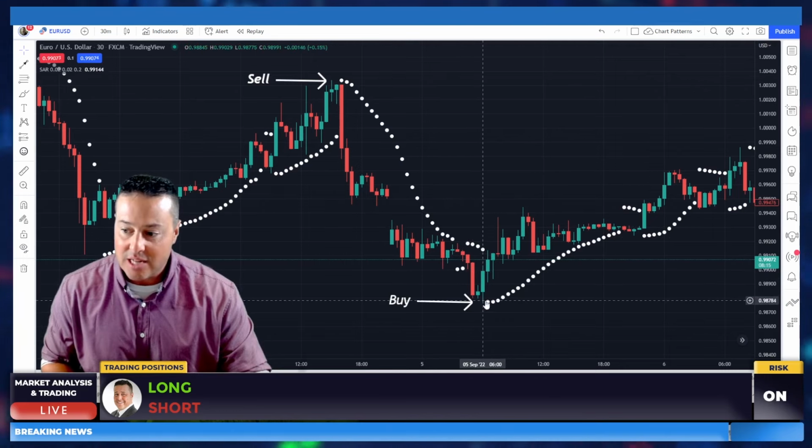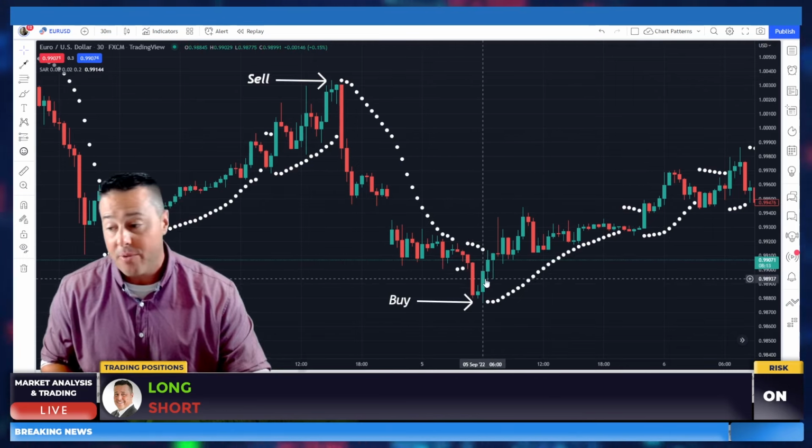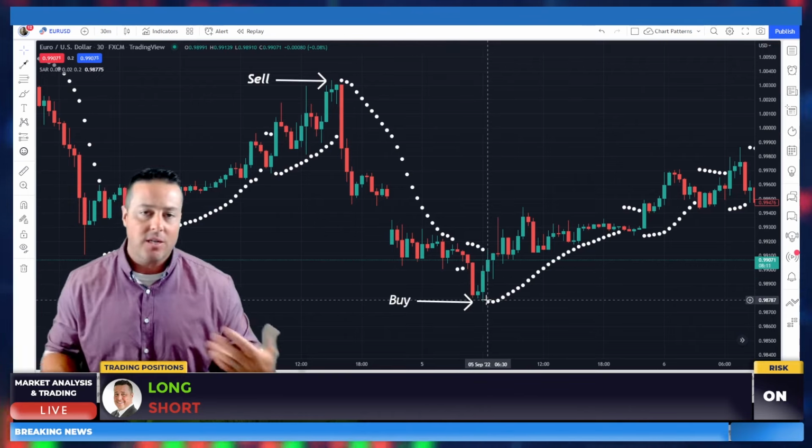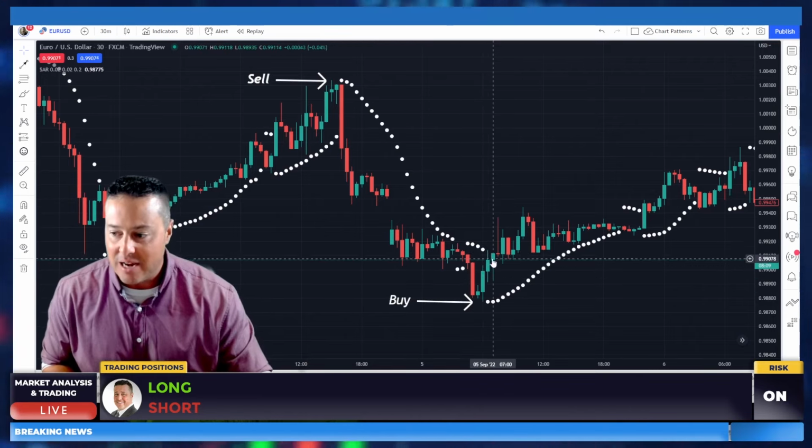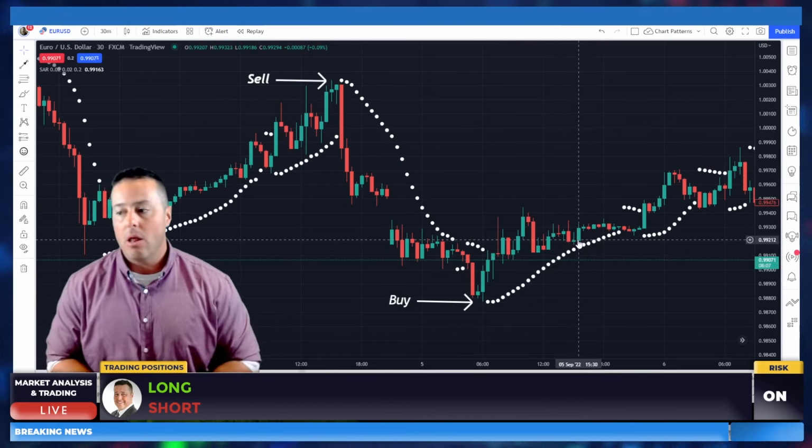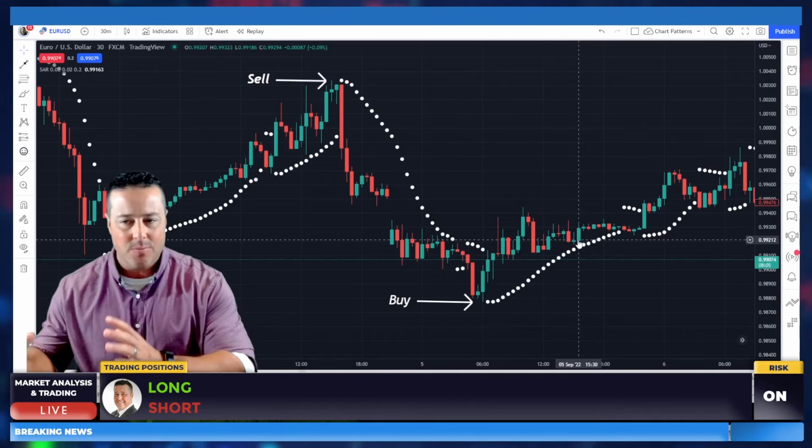As soon as these dots begin to jump their bars or they jump the pricing candles themselves, that means market state's shifting. So instead of being in a live sell, we're going to be looking to get long and try to capitalize on that bullish price action.